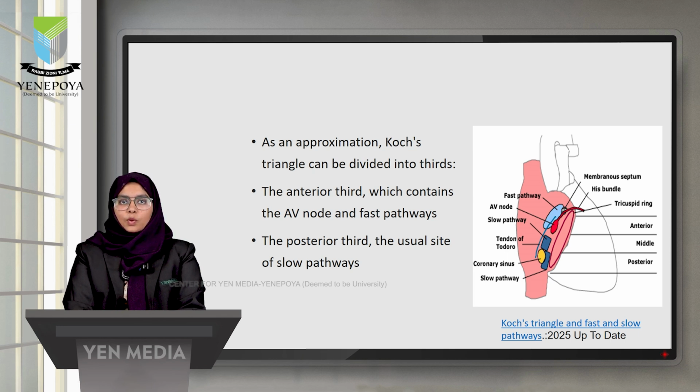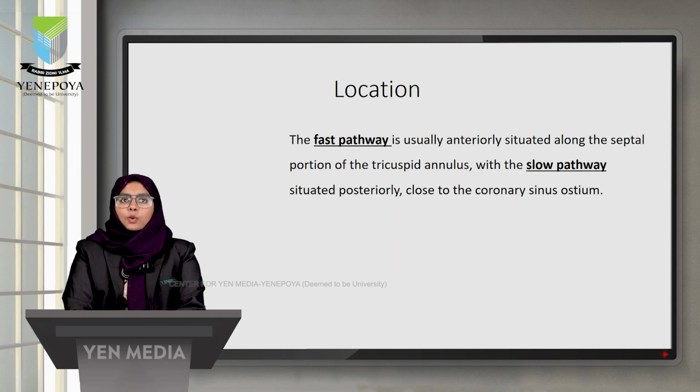As an approximation, Koch's triangle can be divided into thirds. The anterior third contains the AV node and the fast pathway. The posterior third is usually the site of the slow pathway. So the fast pathway is usually anteriorly situated along the septal portion of the tricuspid valve annulus, with the slow pathway situated posteriorly, close to the coronary sinus, as shown in the previous image.